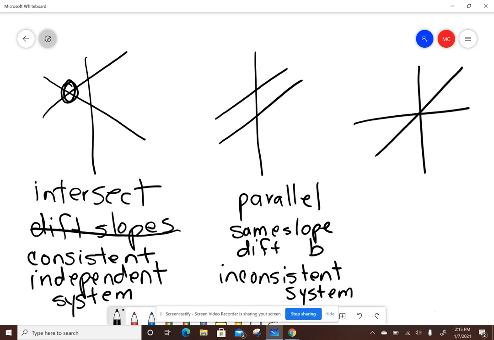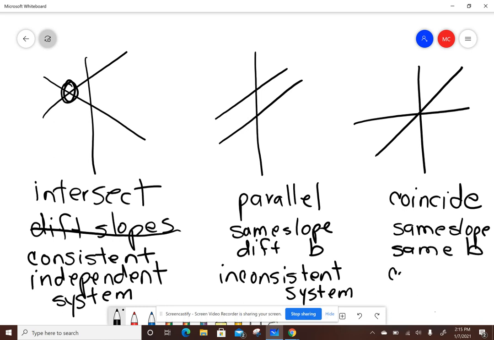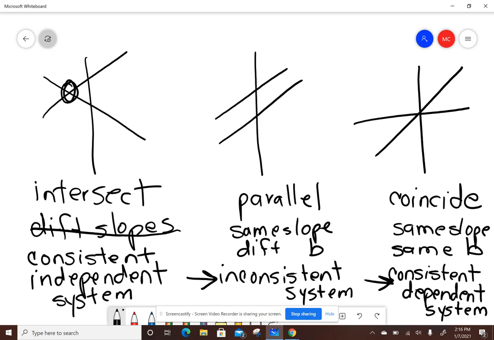Final scenario is coinciding lines. So these lines coincide. How do I describe coinciding lines? Same slope, same y-intercept. And we call this consistent dependent because they don't have a choice where they go. They have to go in the same direction system. So notice we use different vocabulary to describe a system versus vocabulary we use to describe lines, such as slope and y-intercept. Okay, so now turn to page 11.